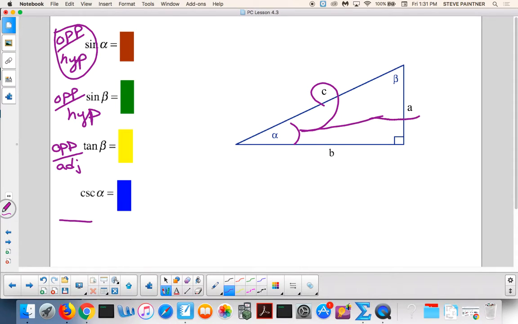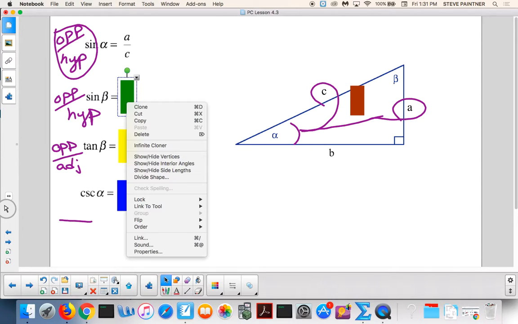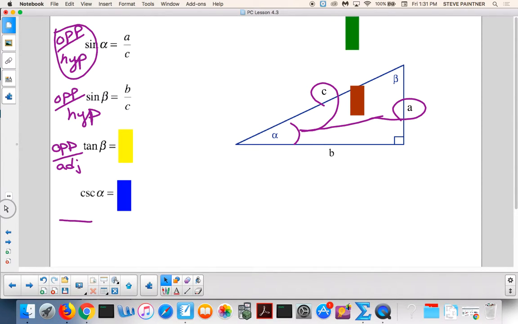Okay, so basically you should have said what? A over C. Got it. Sine of beta, Zach. Oh, it's opposite over hypotenuse, so it'd be B over C. B over C is good. Tangent of beta, Howard. I put B over A.